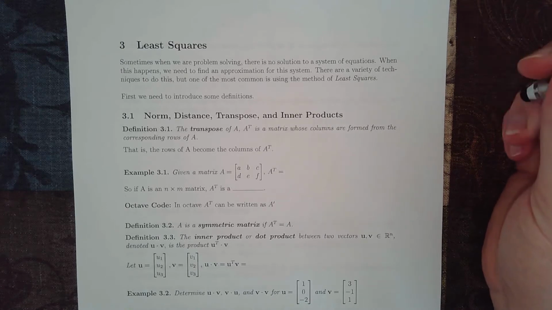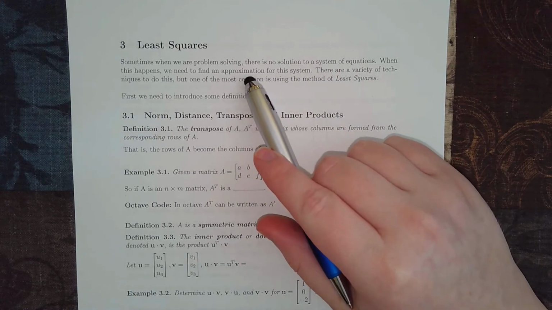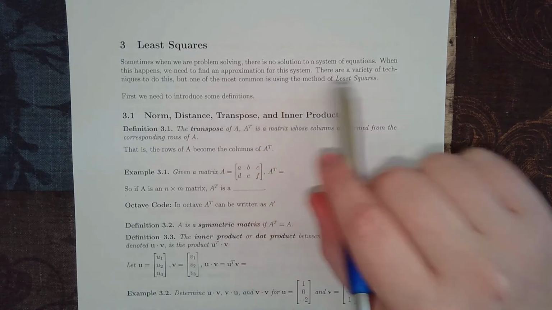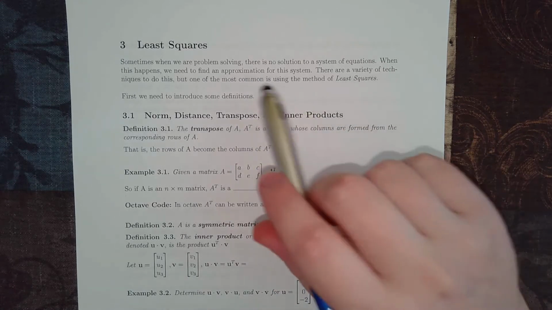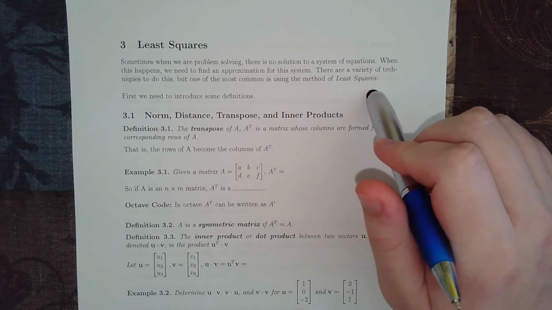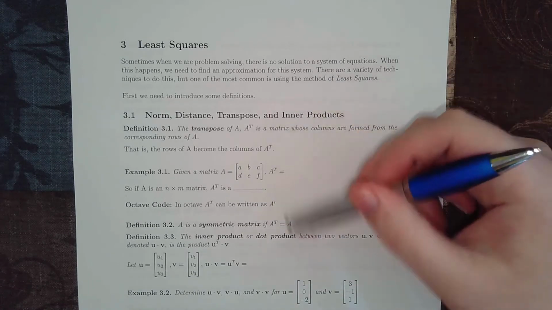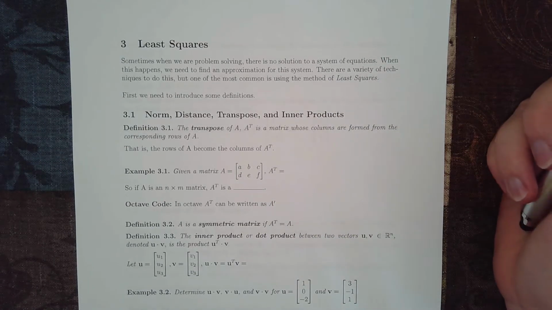Sometimes when we're solving a problem, we're going to get no solution for a system of equations. Sometimes we don't need an exact solution, though. Sometimes we just need an approximate solution. There's a lot of variety of techniques for trying to find an approximate solution. One of the most common is least squares. Before we get into what least squares is and how linear algebra works with that, we've got some other linear algebra definitions we need to throw in here.